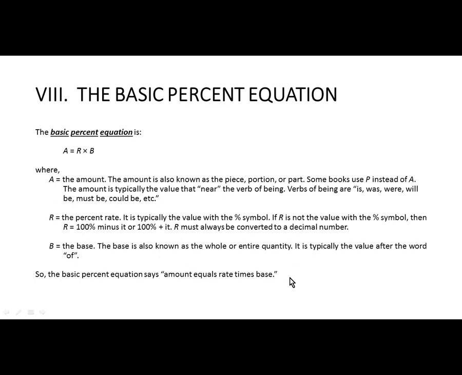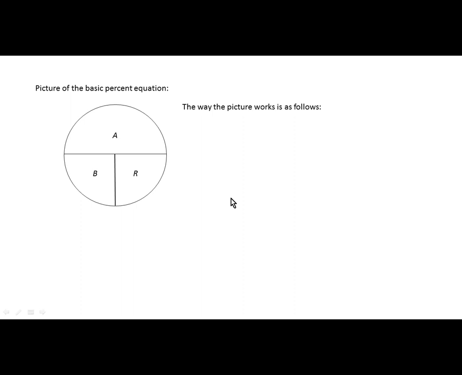Well, before we do the examples, there's actually a nice little picture of the basic percent equation. So in the picture, we have this circle. In the northern hemisphere is A. The southern hemisphere is cut in half, and one side is B and one side is R. Again, it doesn't matter which side is B or R. This is how it works. You'll always be given 2 out of 3 of the values. Okay, you have 3 values, A, B, and R. You'll be given 2 of them, and you'll be asked to find the third one.